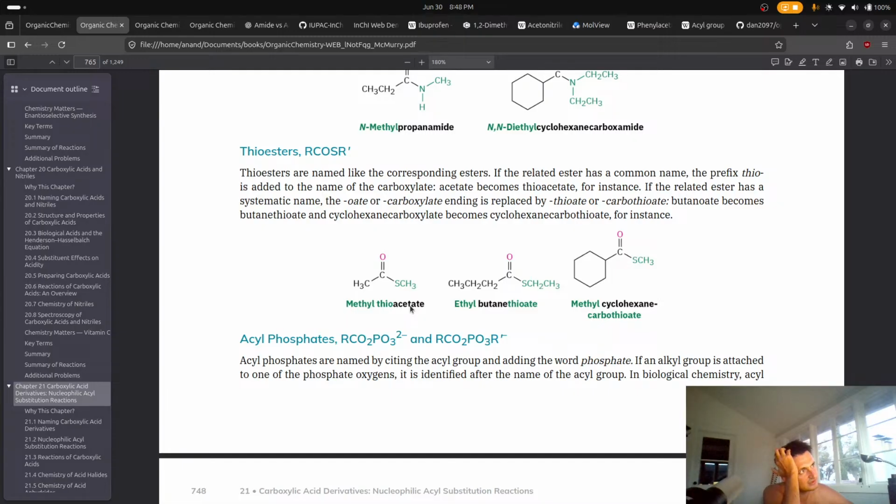Thioesters are named like the corresponding esters. If the related ester has a common name, the prefix thio is added to the name of the carboxylate. Acetate becomes thioacetate, for instance. If the related ester has a systematic name, the oate or carboxylate ending is replaced by thioate or carbothioate. Butanoate becomes butanethioate, and cyclohexanecarboxylate becomes cyclohexanecarbothioate.